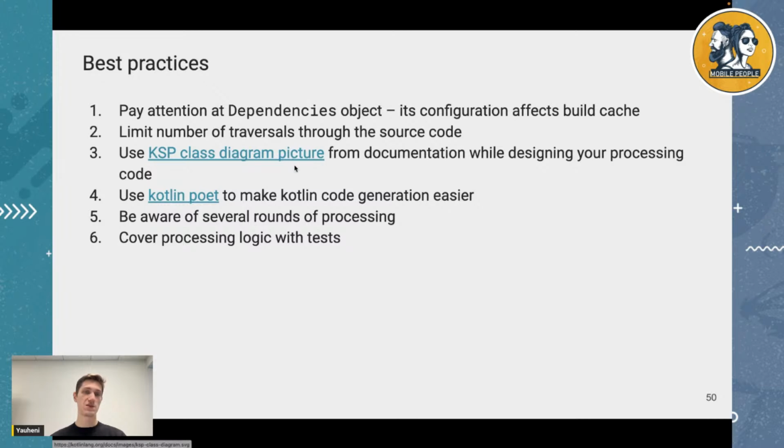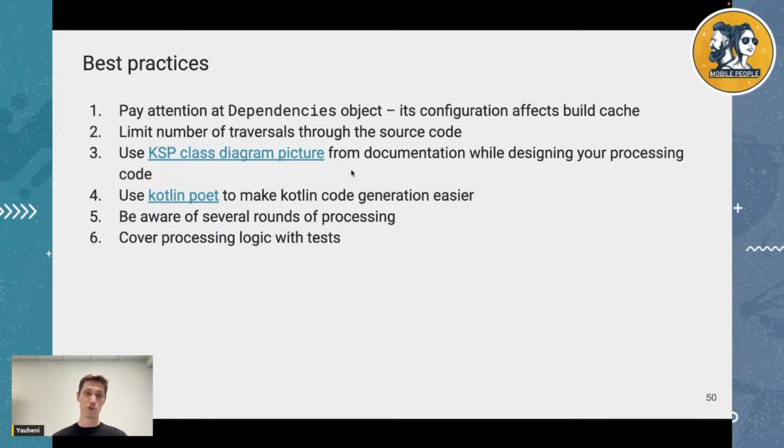Here is a link to the KSP class diagram picture. The link is also duplicated in the sources slide at the end. So you can check it out and evaluate if something is feasible, like if you have some thought on how you can optimize or use KSP on your project. First, check out this diagram and understand if it is feasible to do using KSP or not, just because it might not be. You probably need a compiler plugin in your case. So who knows? Better to check first.